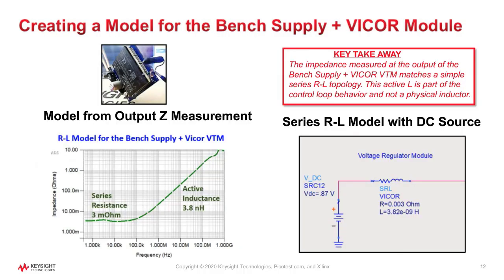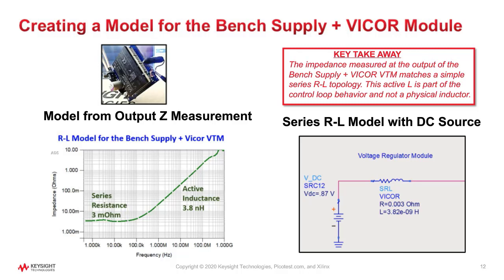Next is creating a model for the bench supply plus Vicor current multiplier module. The plot of output impedance versus frequency on the left shows a very simple behavior. At low frequency, there is a flat 3 milliohms of resistance. Then, at higher frequency, the control loop bandwidth of the power supply can't keep up, and the output increases in impedance with a slope that matches a 3.8 nanohenry inductor.